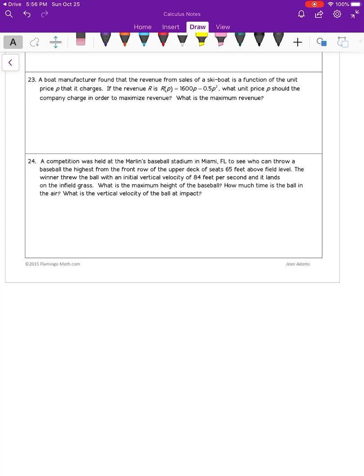A competition was held at the Marlins Baseball Stadium in Miami, Florida, to see who can throw a baseball the highest from the front row of the upper deck of seats, 65 feet above field level. The winner threw the ball with an initial vertical velocity of 84 feet per second. So I'm going to say that my V sub 0 is 84.